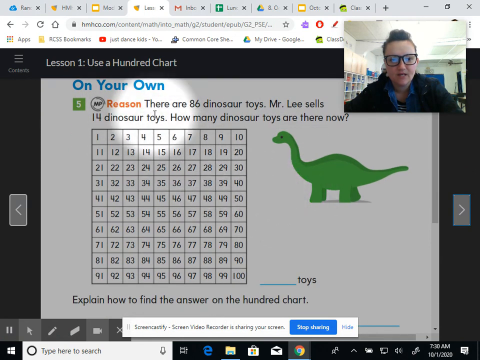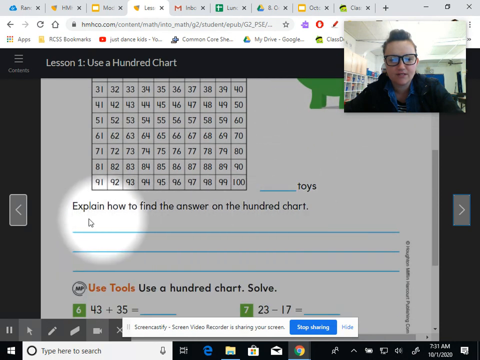Okay. All right, on your own, I'm going to read it to you, but I'm not going to help you solve it. Okay. There are 86 dinosaur toys. Mr. Lee sells 14 dinosaur toys. How many dinosaur toys are there now? Blank toys. Then it says, explain how to find the answer on the hundreds chart. Okay, so you don't need a whole novel or book.